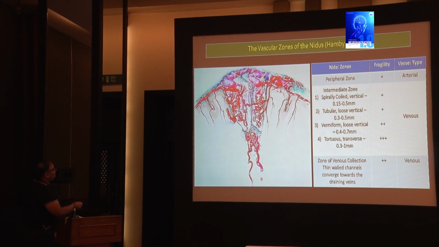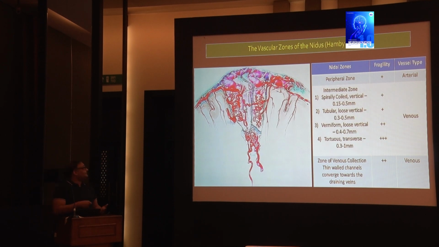But what you have to realize is once the vessels reach the periphery of the AVM, they arborize into these tiny twigs, and then they immediately make anastomosis with the venous structures. Now the venous structures can be in the form of these spirally coiled vessels, they can be in the form of these loose tubular vessels, or they can be in the form of these vermiform vessels.